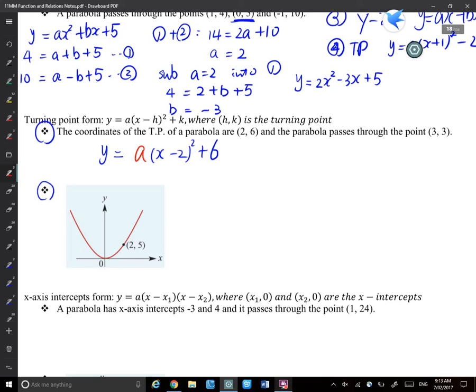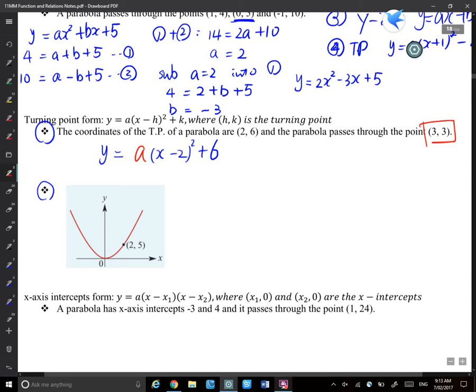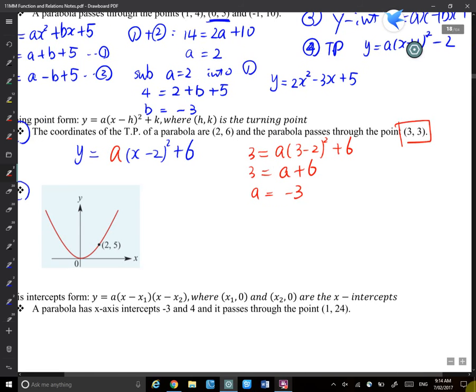So we need to find which one is this one. We need that a value. The a value represents the dilation of this graph. If you don't write the a, you only have no dilation, which is 1, the standard graph. So you need to find the a value. How we can find the a value is to substitute the point (3, 3) in. So we have 3 equals a(3 minus 2) squared plus 6, which equals a plus 6. And a will equal negative 3. So we will have y equals negative 3(x minus 2) squared plus 6.